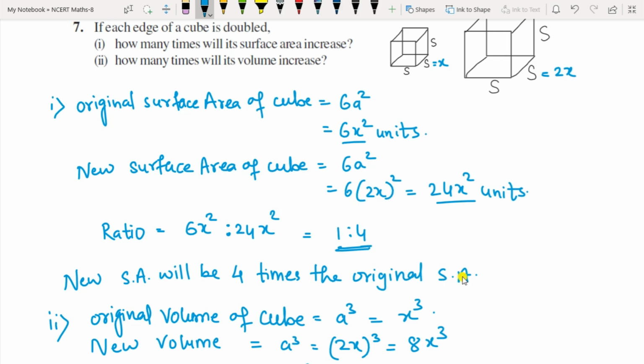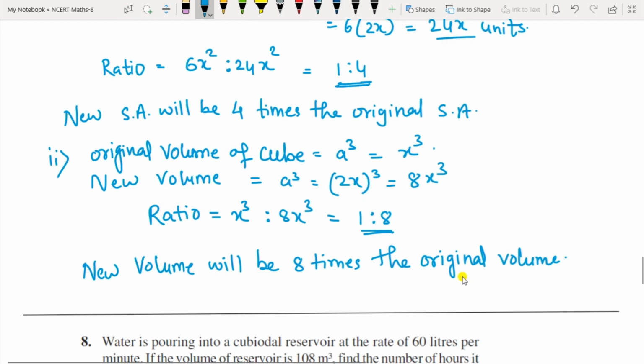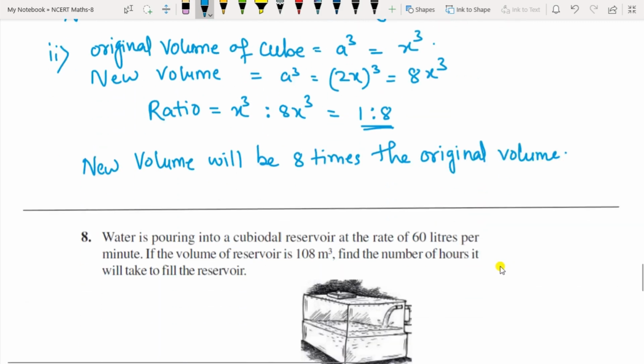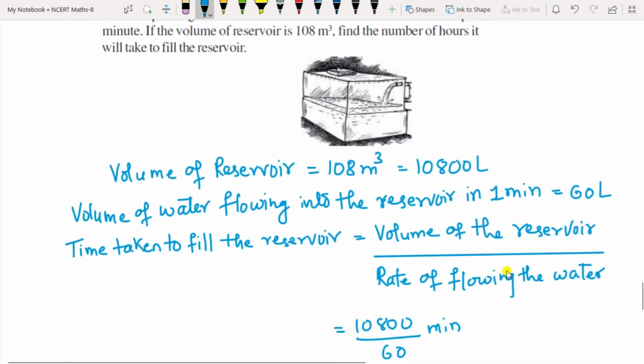Then you also have to find it for the volume. The original volume, the formula for a cube is a cube, so with a equal to x, it is x cube. New volume with a equal to 2x will be 8x cube, since 2 cube is 8. So the ratio x cube is to 8x cube is 1:8. So the volume will increase by 8 times. The new volume will be 8 times that of the original volume. This way you have to solve question 7.